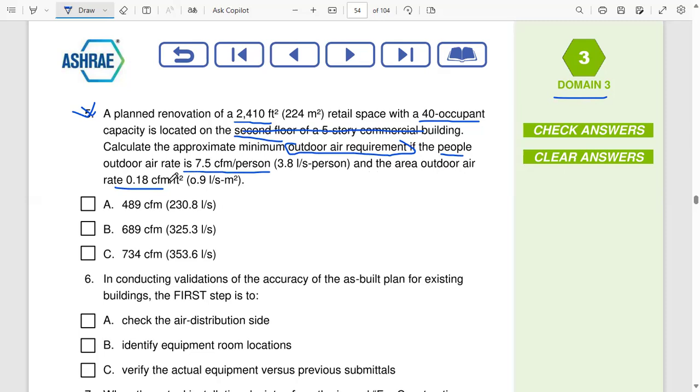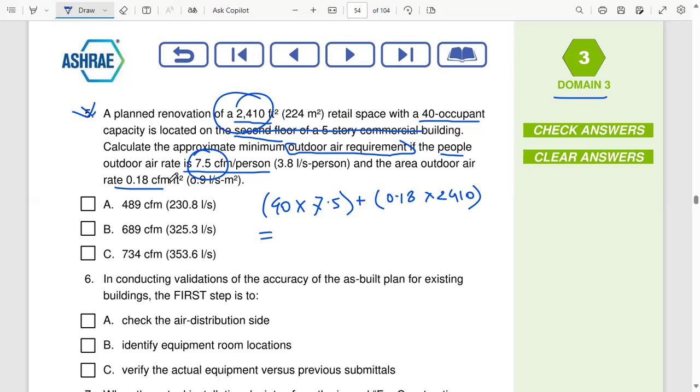So now we got the occupant number 40. We have to multiply with CFM per person, 7.5. Addition with 0.18 CFM per square feet, multiply with the area, 2410. 2410. Now try out your calculator.